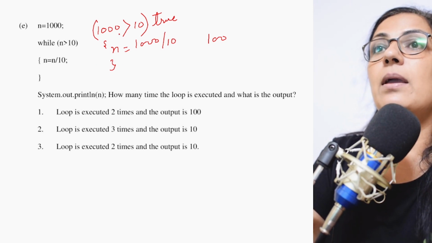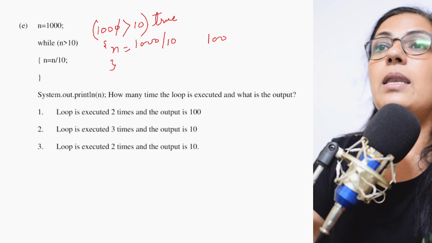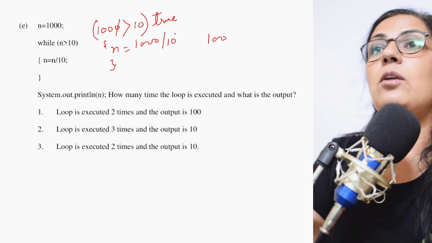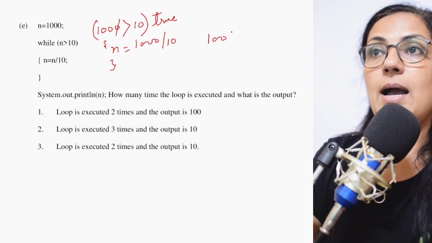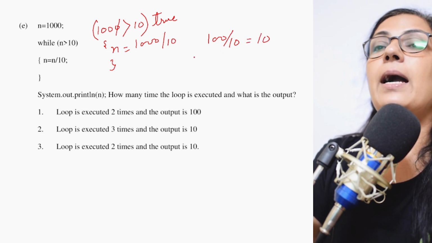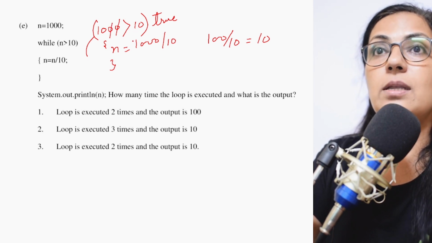Again it will come here. 100 is greater than 10. Yes, still the condition is true. n equals n by 10. Now the value of n is 100. So 100 by 10 will give you 10. Again it will go here and check. Is 10 greater than 10? No. Now the condition is false.